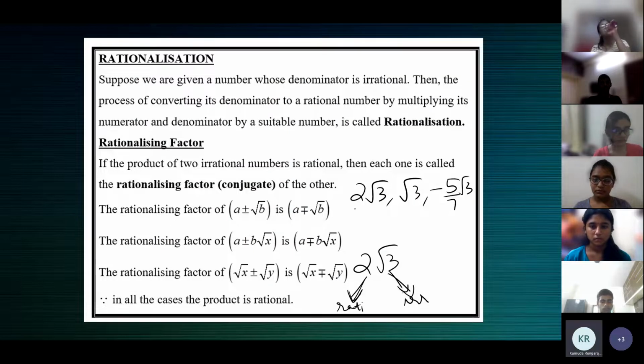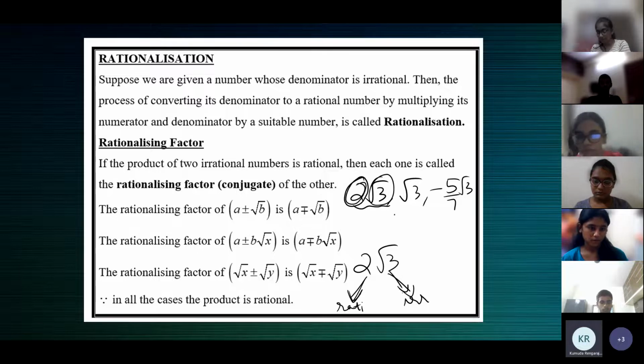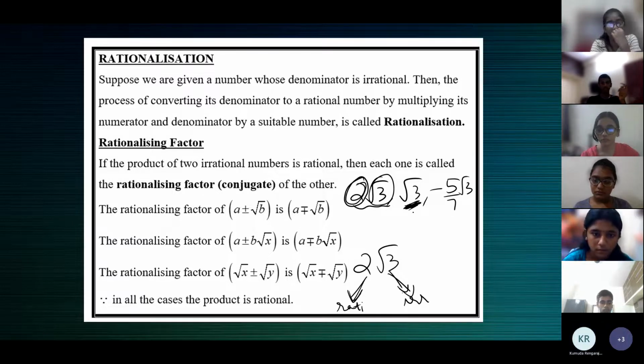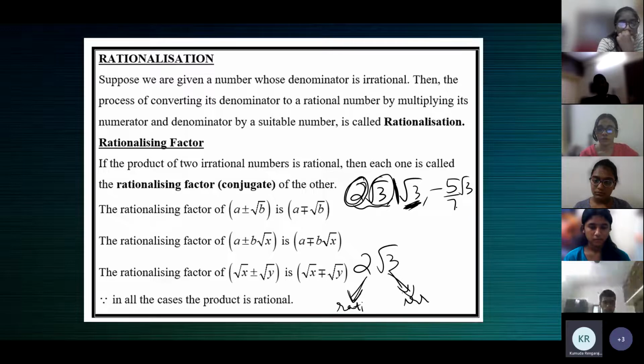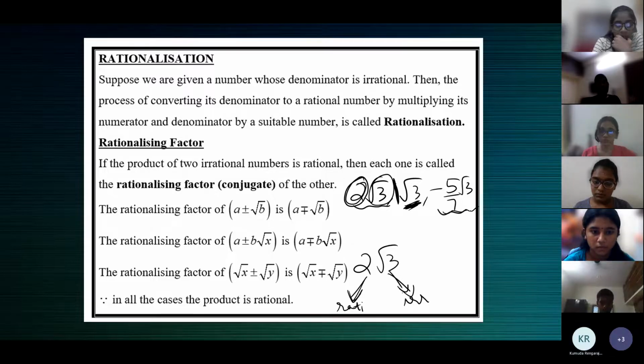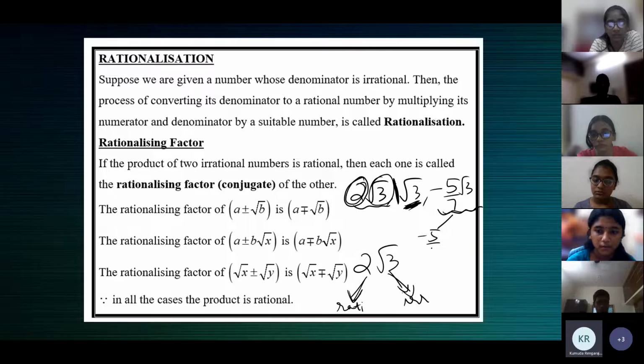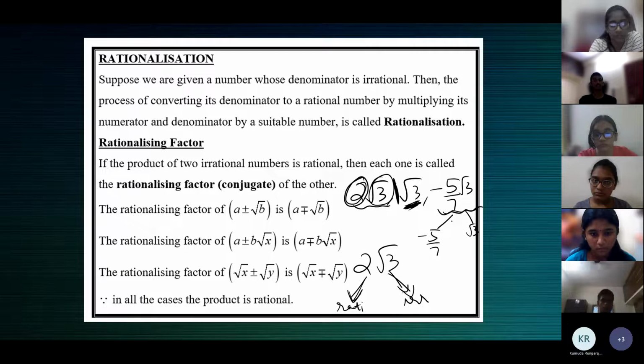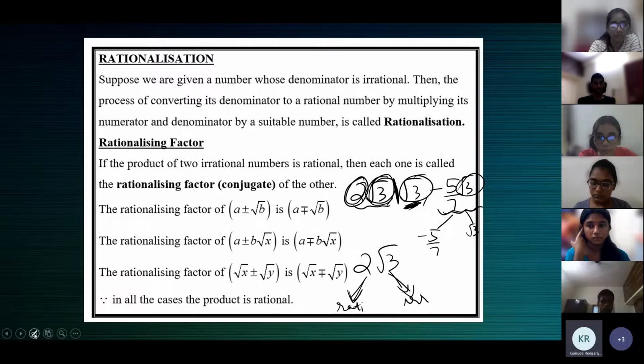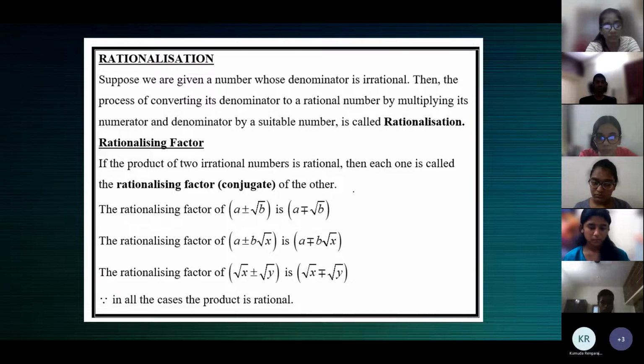Yeah, so when we look at this expression 2 root 3, 2 is a rational factor and root 3 is an irrational factor. What about the rational factor in the next one? 1, ma'am. 1 is the rational factor. And what about the rational factor in this expression? Minus 5 by 7. Minus 5 by 7 is the rational factor. And the irrational factor is root 3. Okay, so the irrational factor everywhere is root 3, root 3, root 3. So these are like surds.